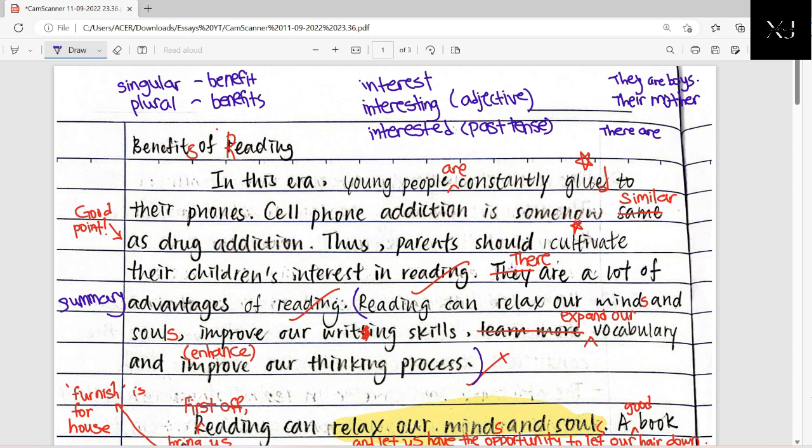What she can actually do instead is to talk about the current situation we are in. Do students read a lot? Do teenagers read a lot? Or are they more absorbed in their phones and just ignore reading altogether? These kinds of things, we can write about our observation, okay?